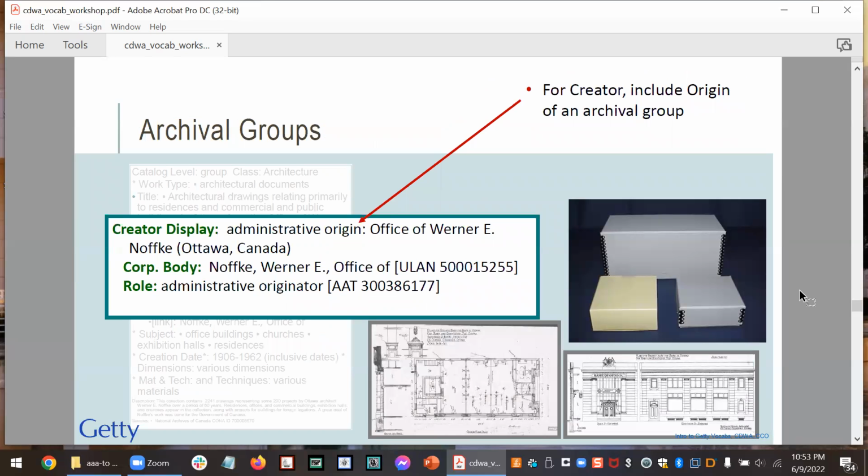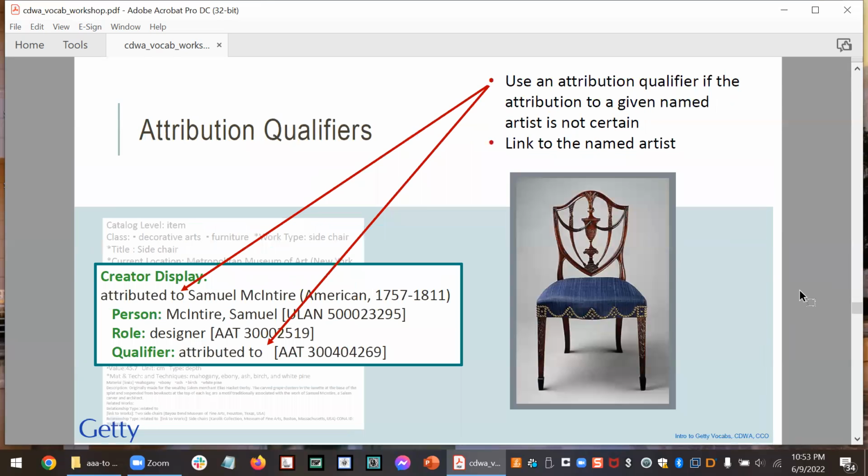For archival groups, you have the origin of an archival group, the administrative originator may be noted, and then attribution qualifiers. This is often the case in documenting art. You don't know for sure the creator, and there is an attribution statement. So the creator display says attributed to Samuel McIntyre.